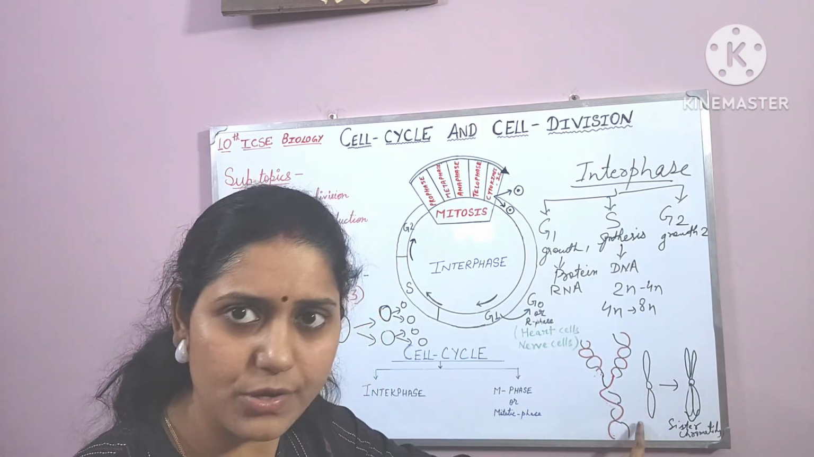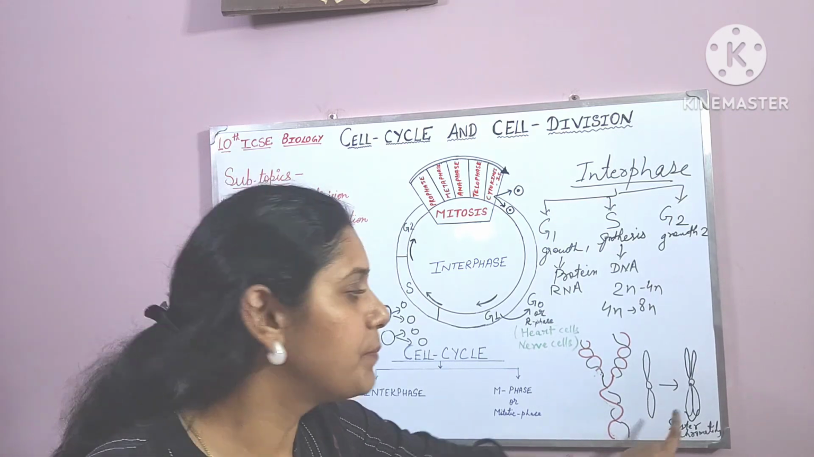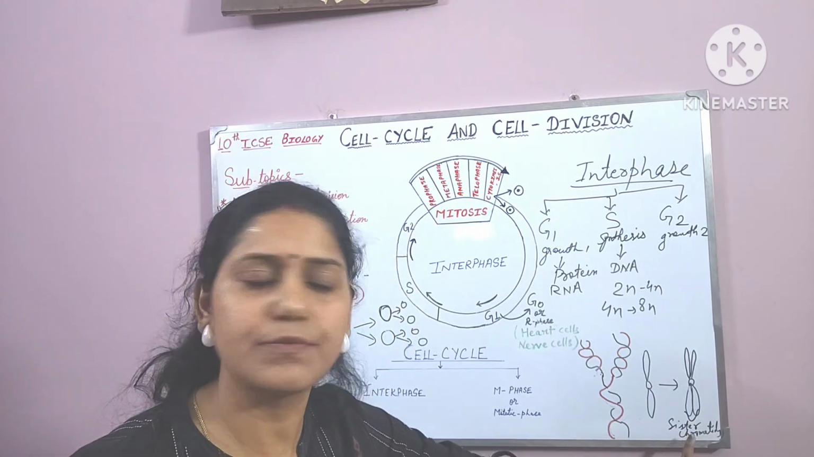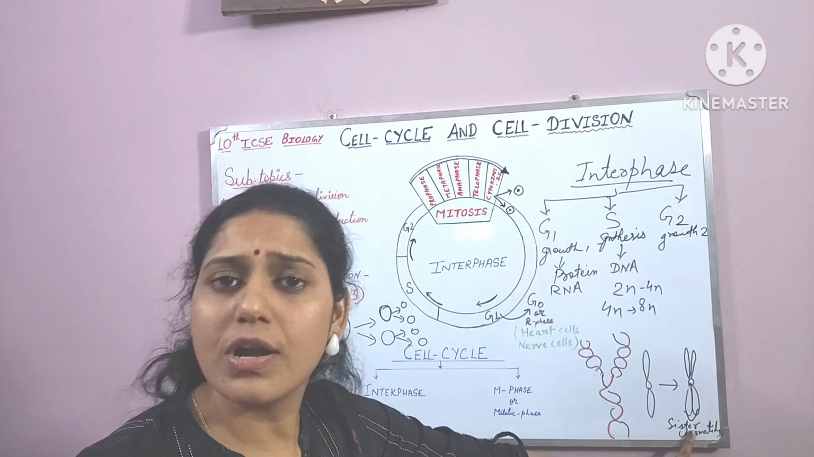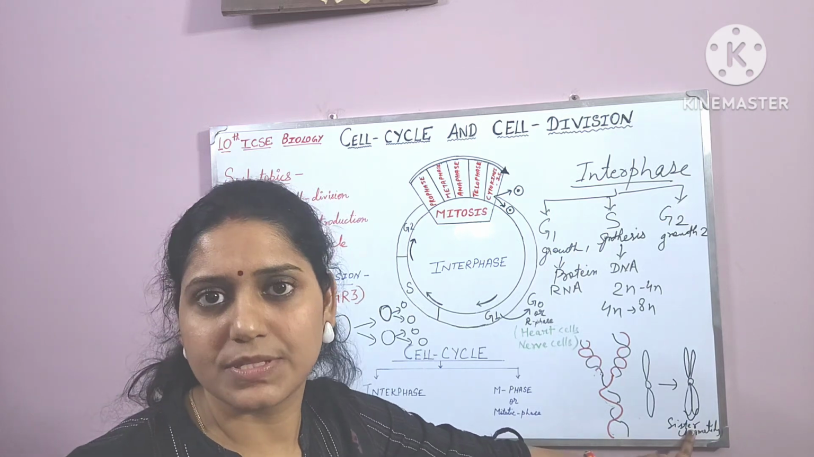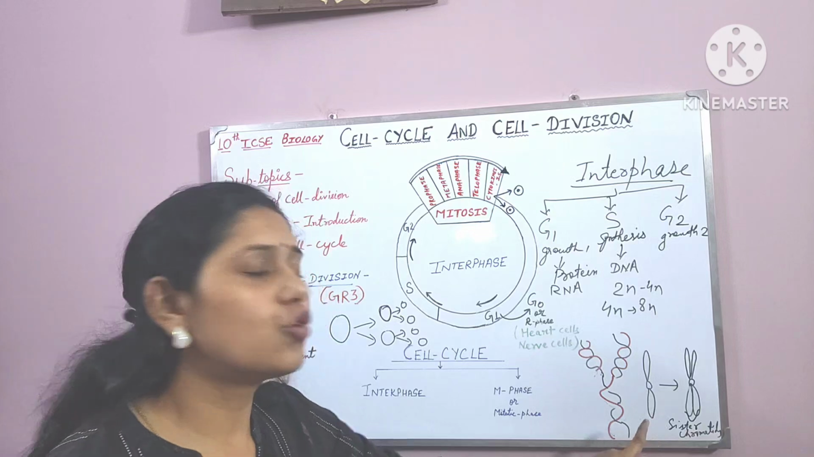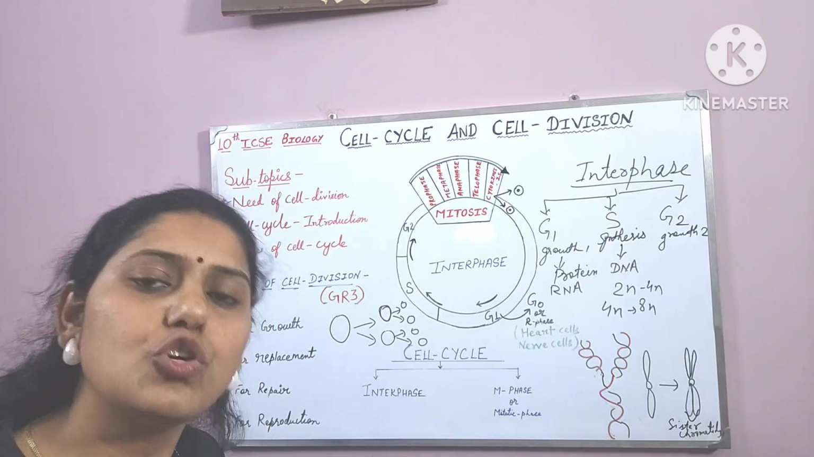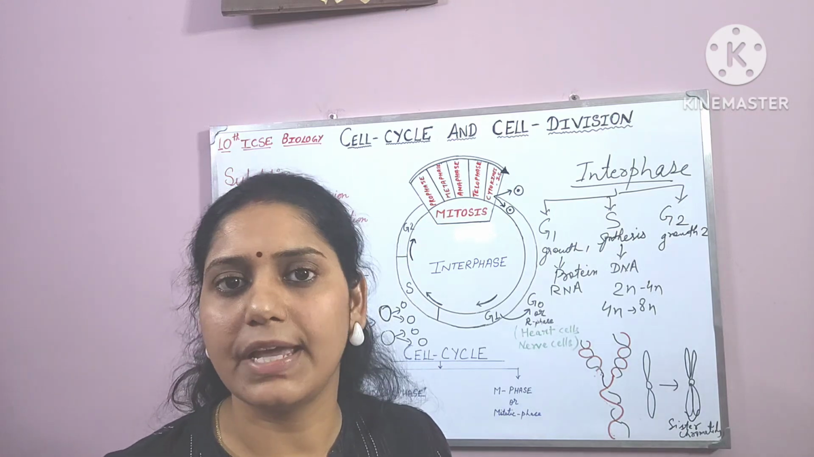Right? So this is one single chromosome. It will replicate into 2 chromatids, 2 sister chromatids, which will be attached at one common point. So these are not considered as separate chromosomes. They will be considered as the same single chromosome. So the chromosome number is not getting doubled, right? The chromosome number will be the same when a cell is doubling its DNA content.